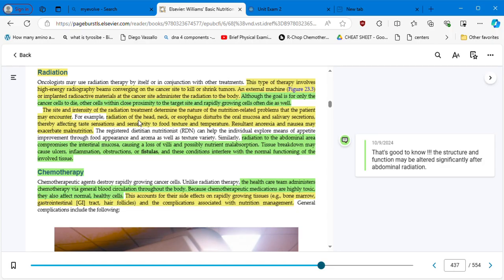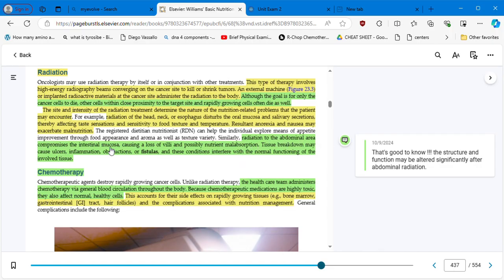For example, radiation of the head, neck, or esophagus disturbs the oral mucosa and salivary secretions, of course, thereby affecting taste, sensation, and sensitivity to food texture and temperature. Resultant anorexia and nausea may exacerbate malnutrition. Okay, so anorexia is the lack of appetite, and nausea may exacerbate malnutrition.